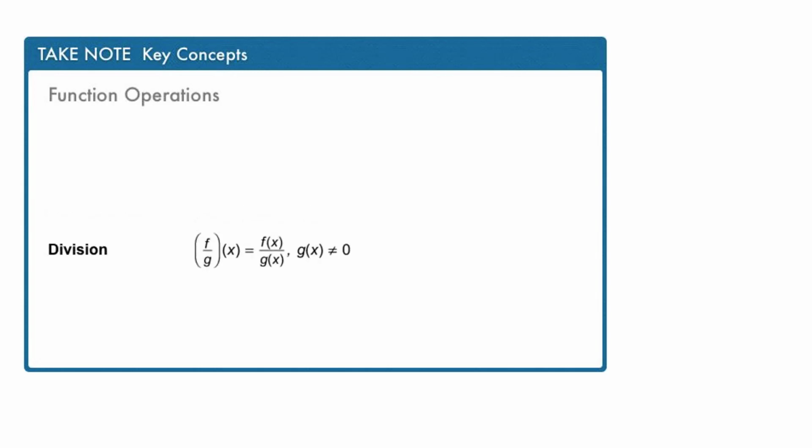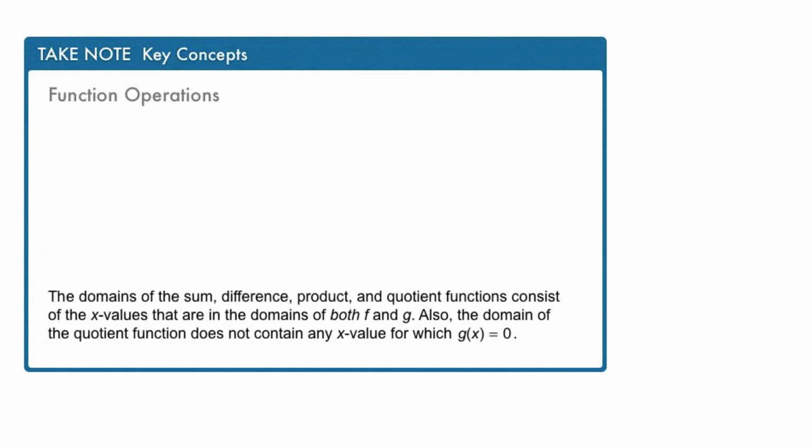Division. The function f divided by g of x equals the function f of x divided by the function g of x, provided that g of x does not equal 0. The domains of the sum, difference, product, and quotient functions consist of the x values that are in the domains of both f and g. Also, the domain of the quotient function does not contain any x value for which g of x, the denominator, equals 0.